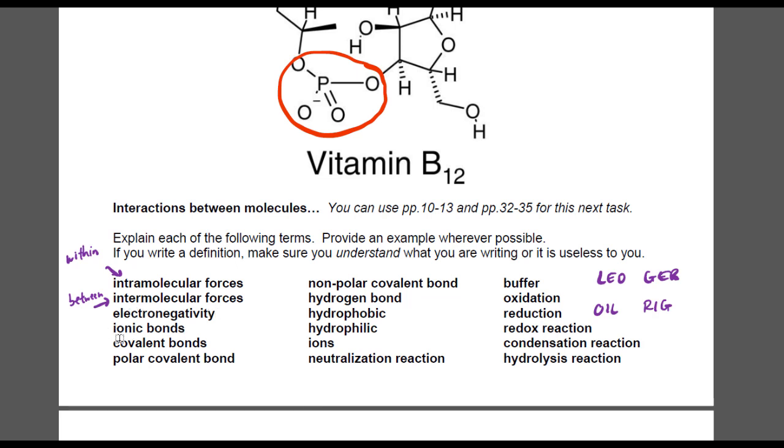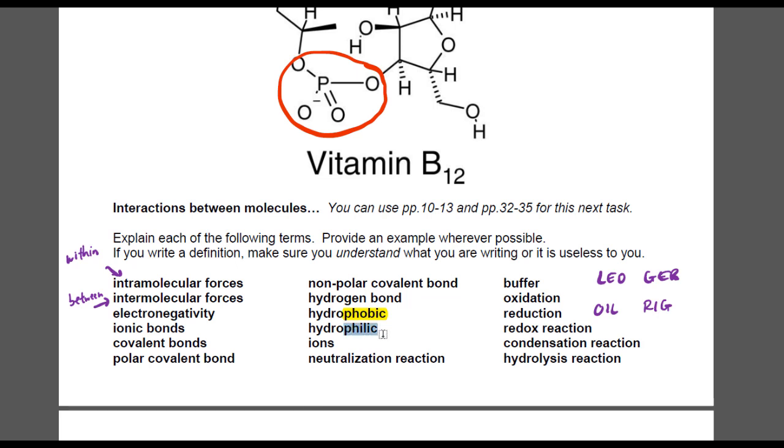The ionic bonds versus covalent bonds we will go over. Polar covalent we're about to go over. Nonpolar we'll go over. Hydrogen bond we'll go over. Hydrophobic, hydrophilic. Hopefully you've seen this word phobia before. Phobia means fear if you don't know your Greek. And so if you're hydrophobic, you have a fear of water.